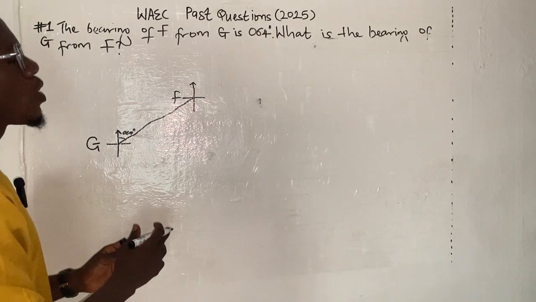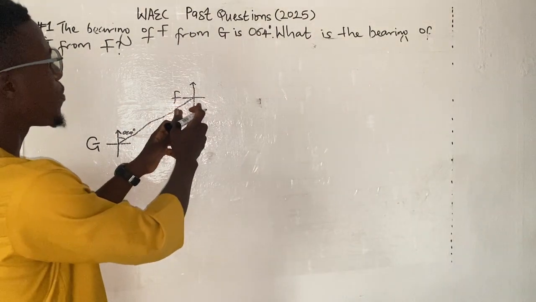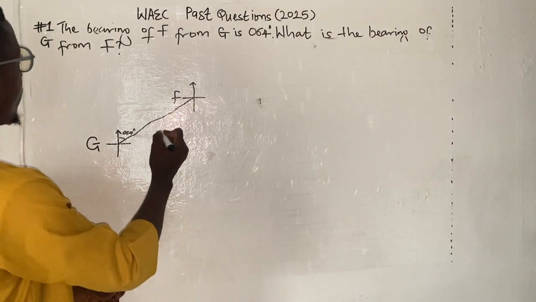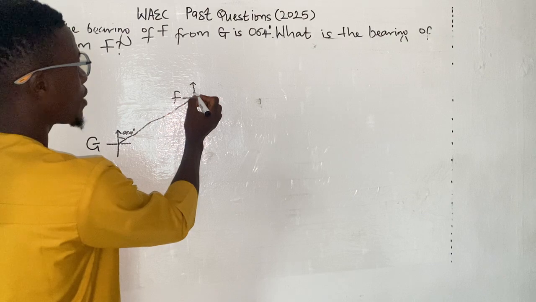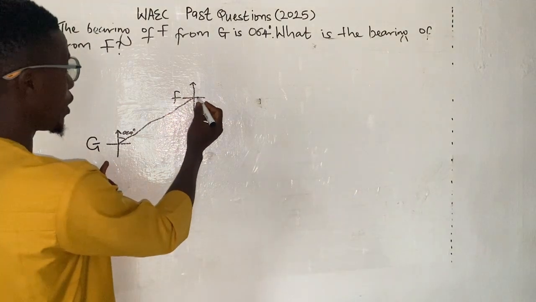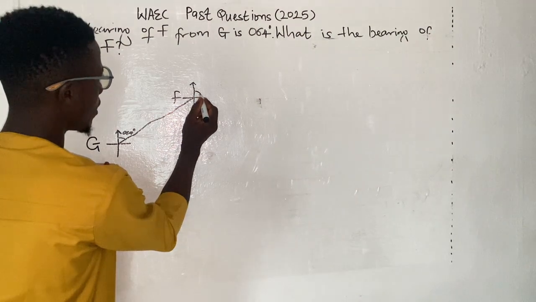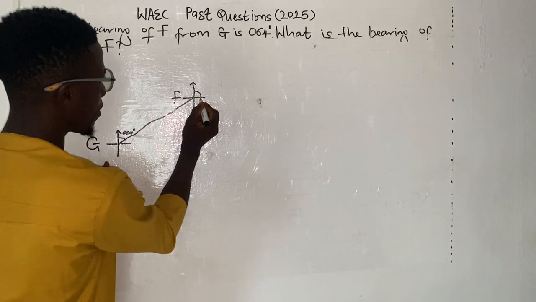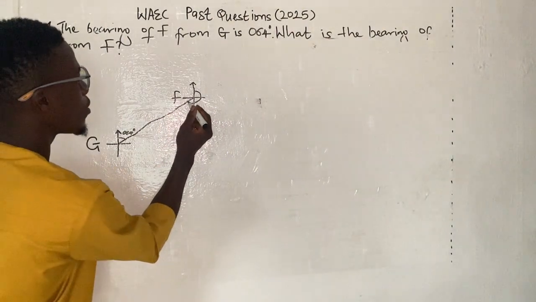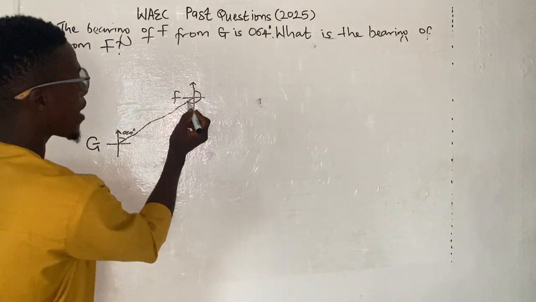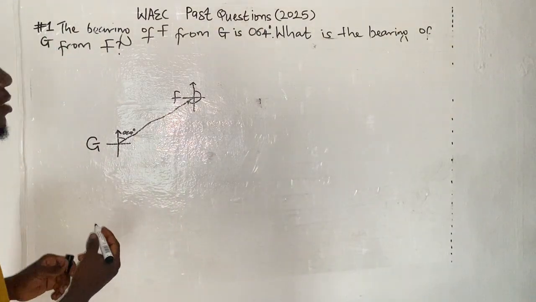But the question is asking, let's assume our current position now is F. What will be the bearing of G from F? So we are trying to check the direction of G from F. We start from the north. We've not encountered G up to this place, that's 90 degrees. Back to this place, we've still not gotten there until we get back here. The total angle from this north to the point where it touches this line is our bearing of G from F.